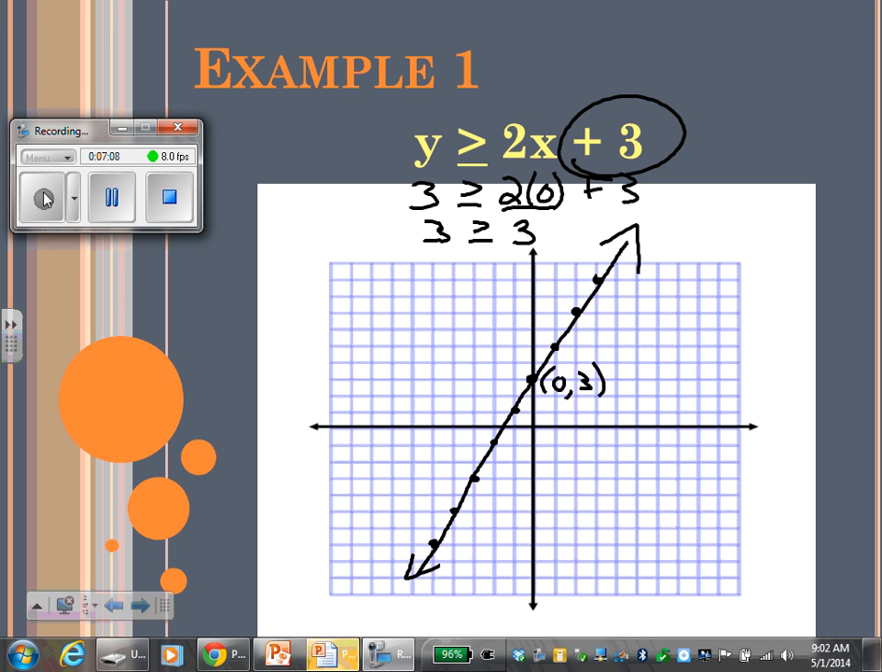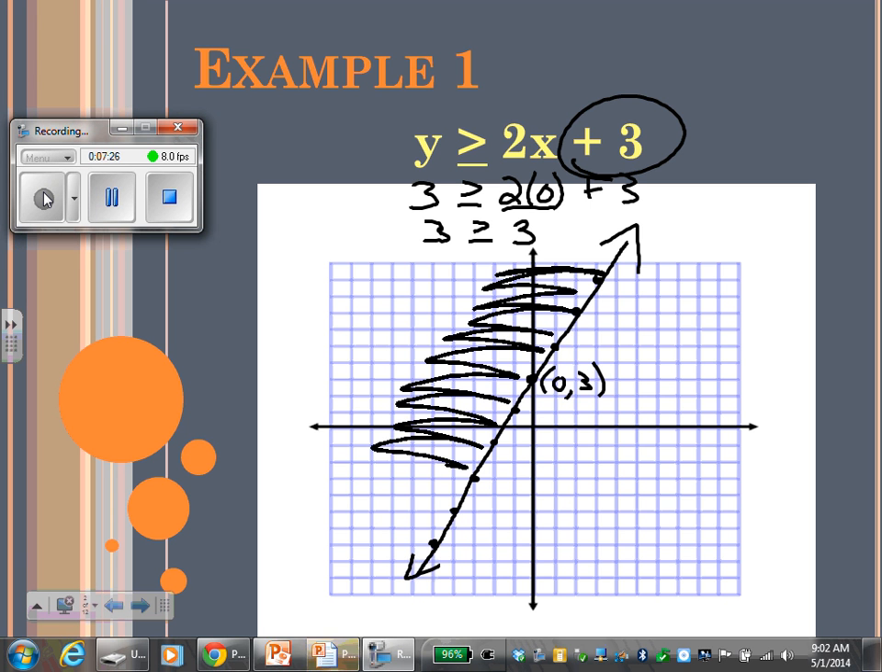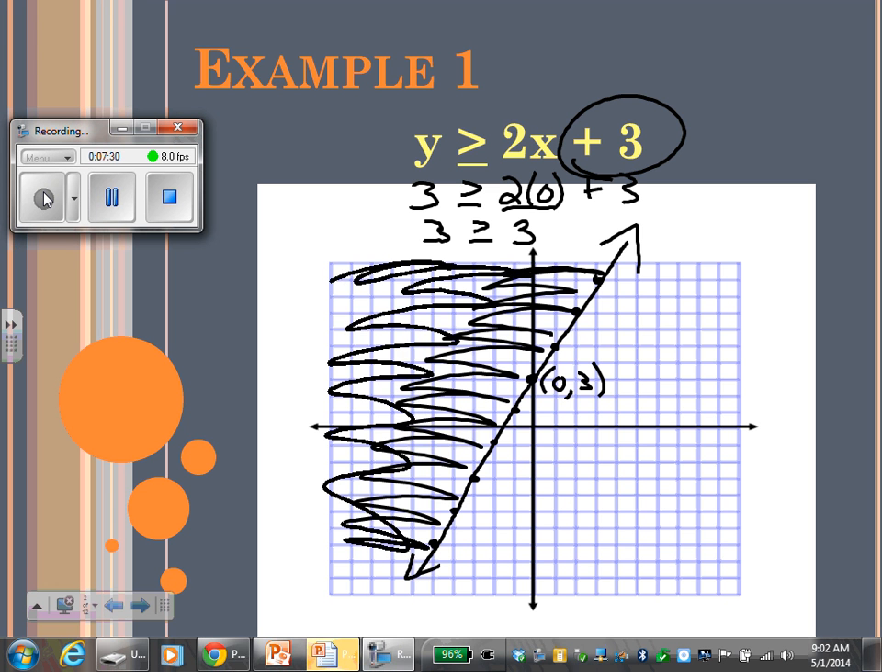So we also, not just equal, we need the points that would make it greater than. Does everybody understand that it's greater than? So would I shade A or would I shade B? A. You would want all of these points as well. These points.